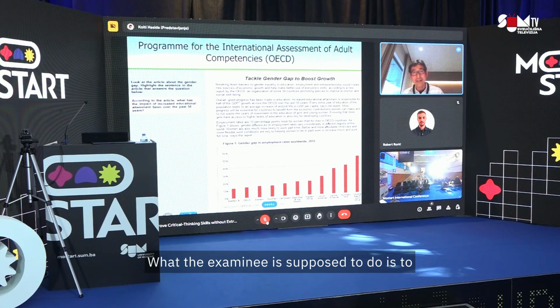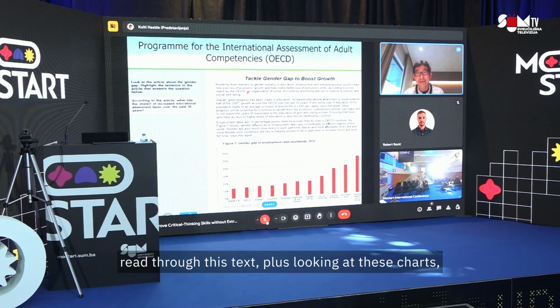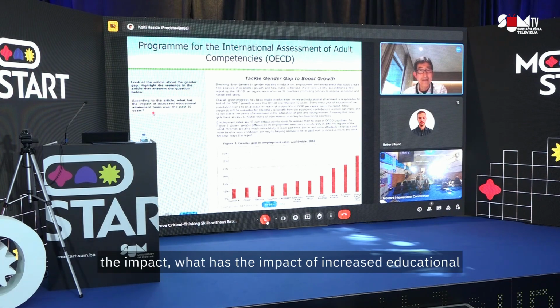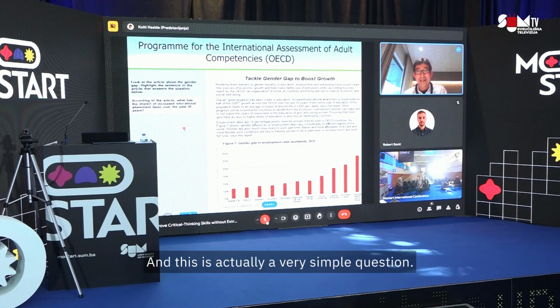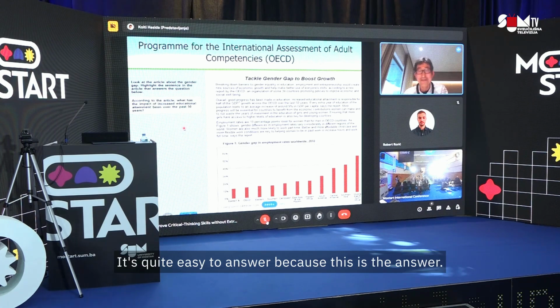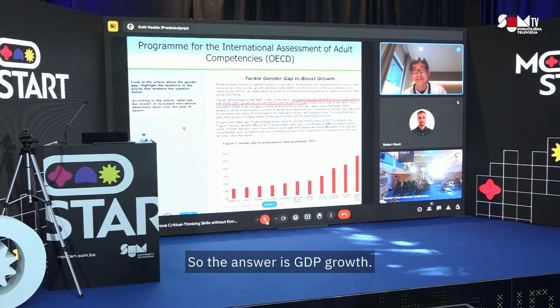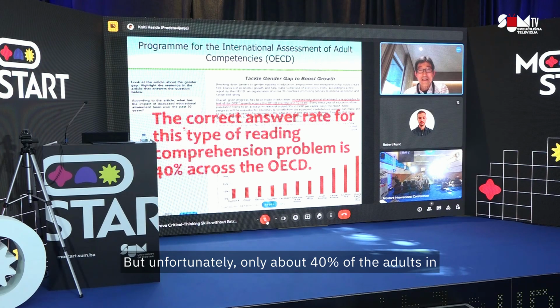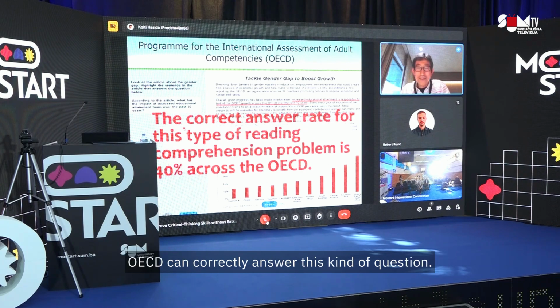Okay, what the examinee is supposed to do is to read through this text plus looking at these charts. He or she is supposed to answer this question. The question is, according to the article, what has the impact of increased educational attainment been over the past 50 years? And this is actually a very simple question. It's quite easy to answer because this is the answer. So the answer is GDP growth. It's quite straightforward, but unfortunately, only about 40% of the adults in OECD can correctly answer this kind of question.